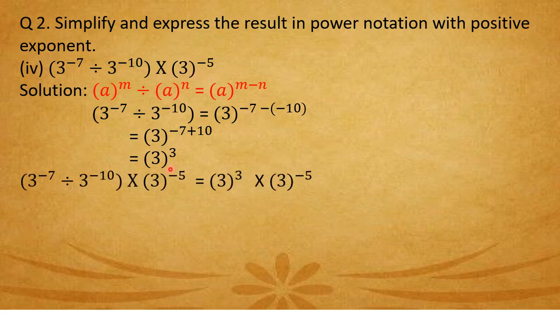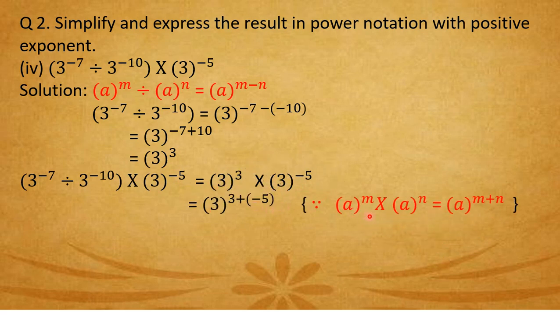So in the next step, this 3 raised to the power 3 multiplied by 3 raised to the power minus 5. Now again here, by the law of multiplication, we have a raised to the power m multiplied by a raised to the power n is equal to a raised to the power m plus n. So in the product, exponents have to be added. So it will become 3 raised to the power 3 plus minus 5. So we get 3 raised to the power 3 minus 5, which is 3 raised to the power minus 2.